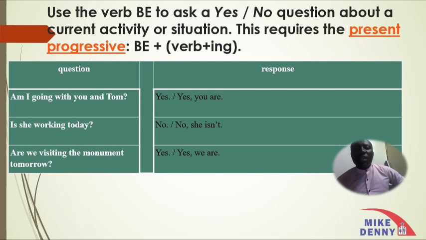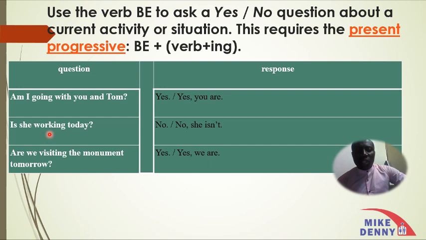We also use the verb be to ask a yes or no question about a current activity or situation. This requires the present progressive, be plus verb plus ing, that is in the continuous tense. For example, am I going with you and Tom? The verb here is to be plus the verb to go plus the ing form. So, am I going with you? The response is yes or yes you are.